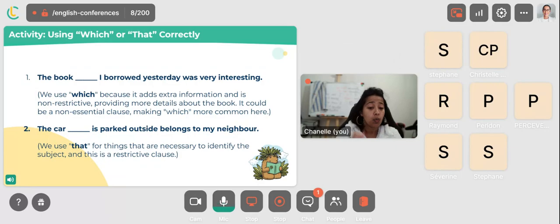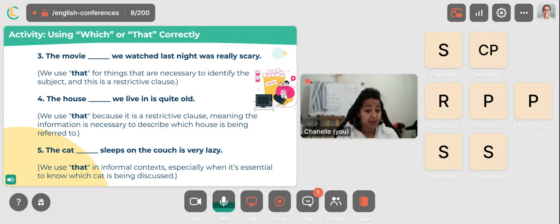The book which I borrowed, it adds extra information and is non-restrictive, providing more details about the book. It could be a non-essential clause, making which more common. The book which I borrowed. Number 2, the car that is parked outside belongs to my neighbor. We use that for things that are necessary to identify the subject, and this is a restrictive clause.